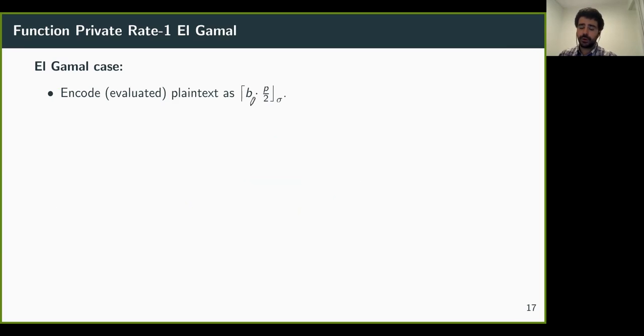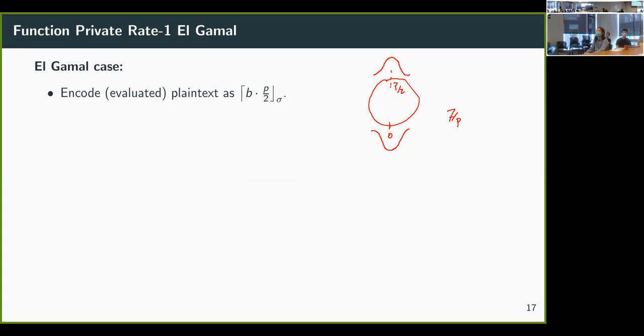So what we're going to do is we're going to encode the bit b as a randomized encoding of b times p over 2. So essentially, if this is Z_p again, and this is 0, we're going to encode 0 as an element close to 0 by a discrete Gaussian, and 1 as an element close to p over 2. So the idea is that the errors will accumulate when we do operations, but they will accumulate in a non-predictable way. Okay. So this encoding is an integer, right? Yes, it's an integer.